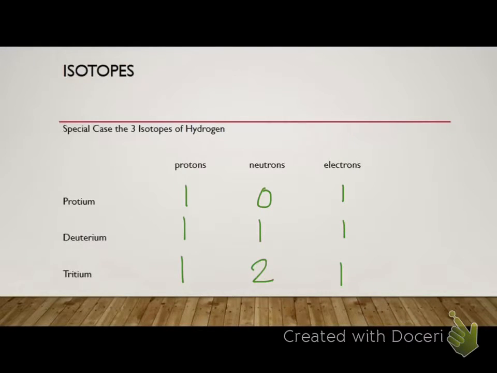This one is the most common, protium. But deuterium is also fairly common. We sometimes refer to that as heavy hydrogen. Or sometimes if you have water made with deuterium, they'll call it heavy water. And that's because it is slightly heavier with that one extra neutron.